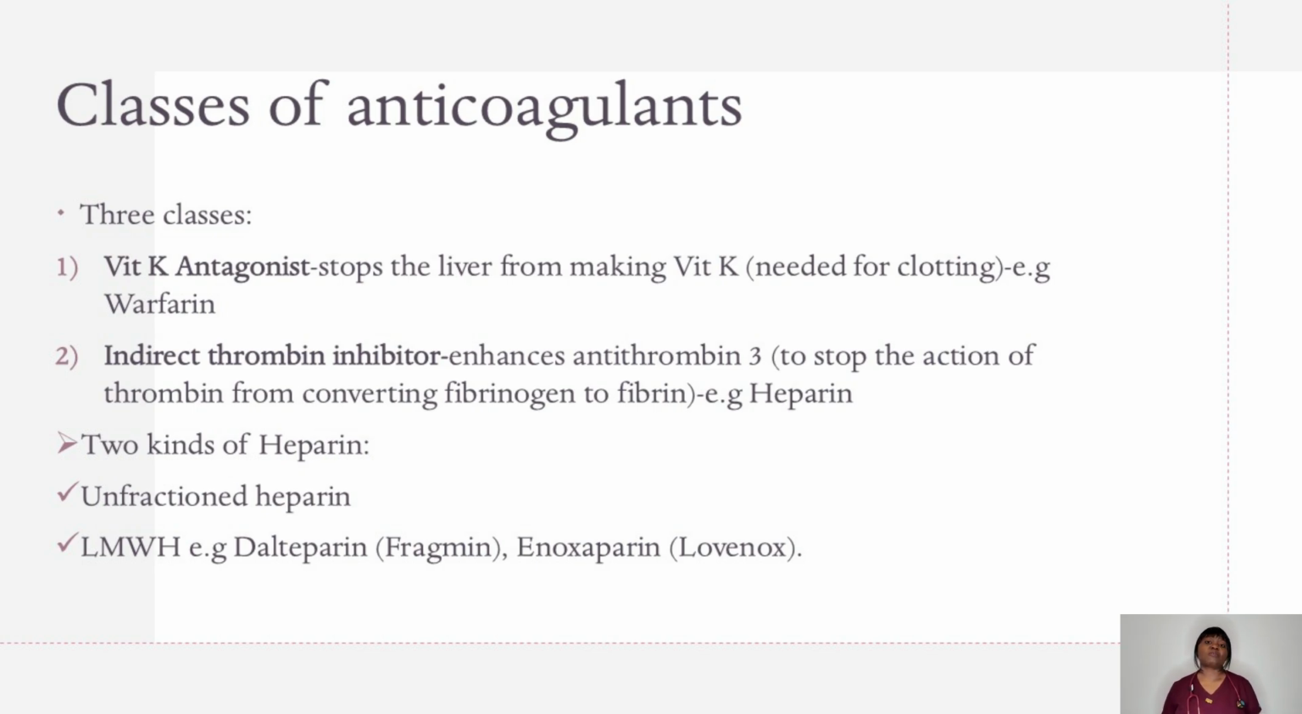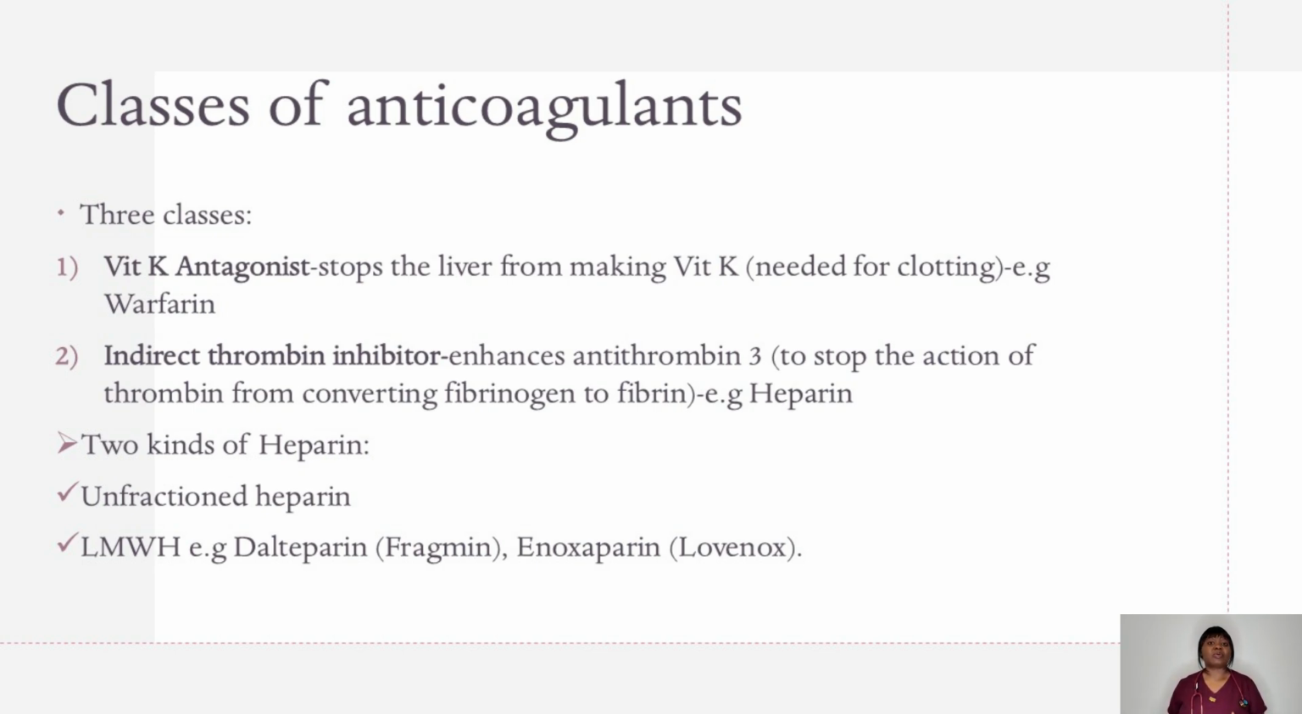The second class of anticoagulant is the indirect thrombin inhibitor. You say indirect because it doesn't act on thrombin directly. It acts on antithrombin 3, which will stop the action of thrombin from converting fibrinogen to fibrin. So in a way, anticoagulants of this class, for example heparin, will not act directly on thrombin, but will empower antithrombin 3 to act on thrombin.